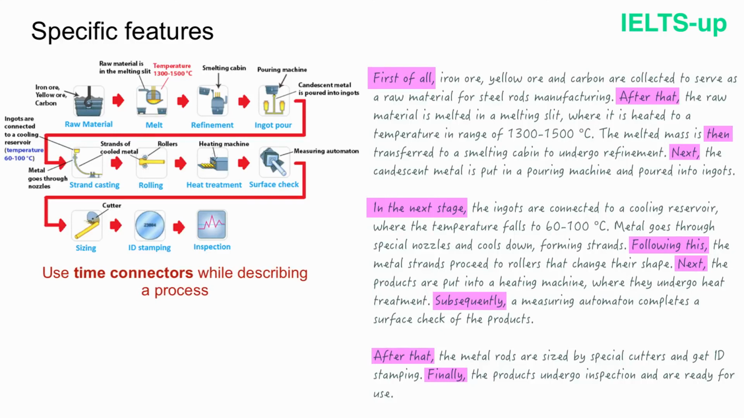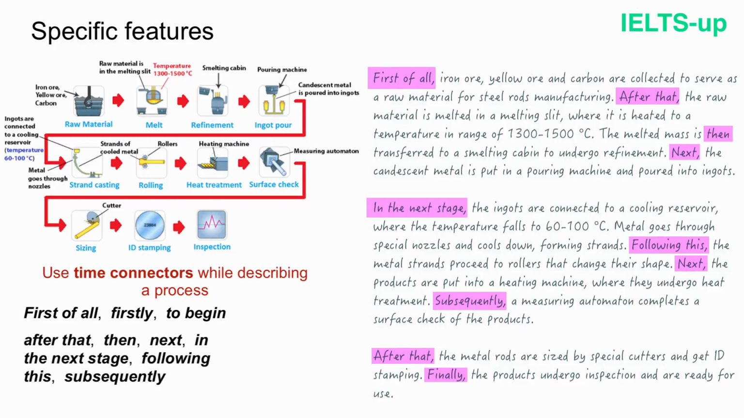To start describing the first stage, I used the connector first of all. You could also use such connectors as firstly and to begin to start your description. To move on to the next stage, I used the following connectors: after that, then, next, in the next stage, following this, and subsequently. And to describe the last stage, I used the connector finally. It's a very, very good idea to use these time connectors if you're describing a process. This way your writing will be more coherent and you will achieve a higher score.